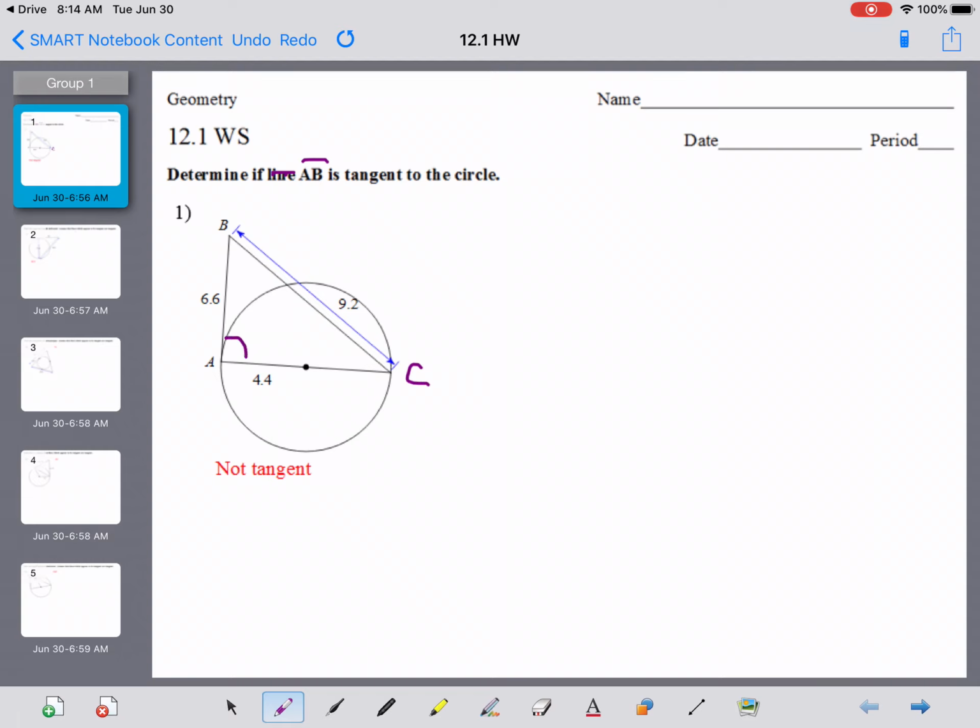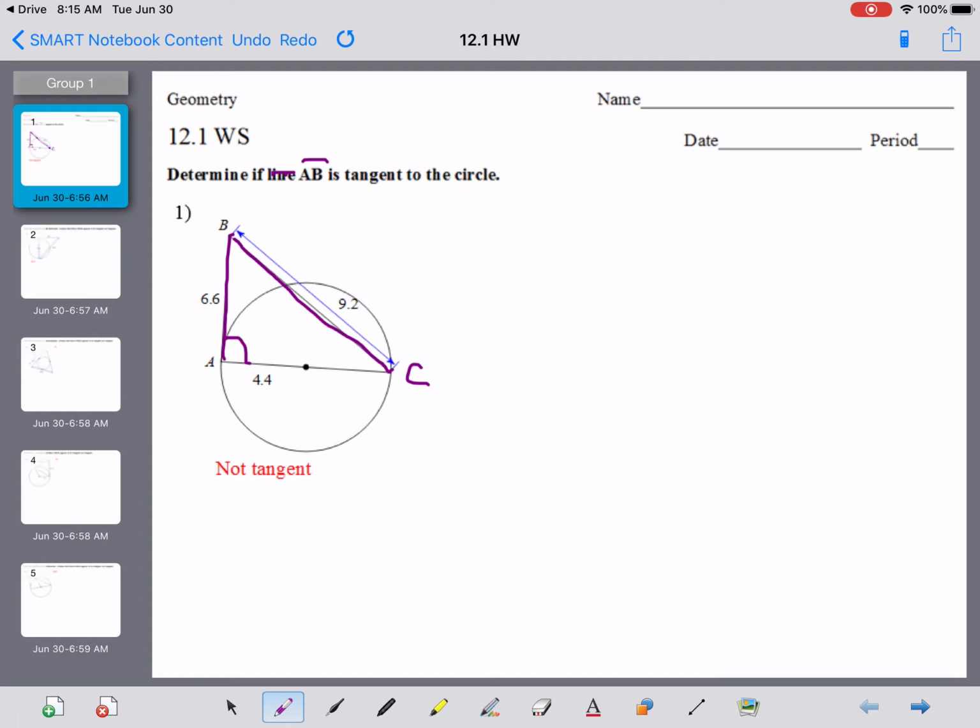So if this angle between line segment AC and line segment AB is a right angle, then we know that we have a tangent line. And if it's not a right angle, then we know that it's not. So the key here is triangle ABC, this big one here. We've got line segment AB with a length of 6.6, BC, which appears to be the long side, with a length of 9.2, and then AC down here on the bottom.